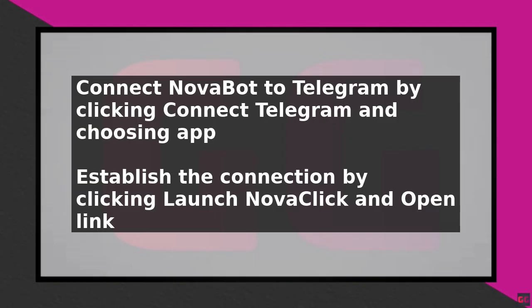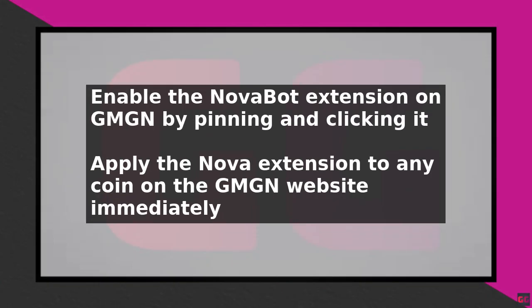With the Nova Bot extension installed and configured, navigate to GMGN and locate the extension, which may appear as a pause icon. Pin the extension for easier access. Then click on it to enable it. The GMGN website will refresh, displaying various presets that you can adjust according to your needs.